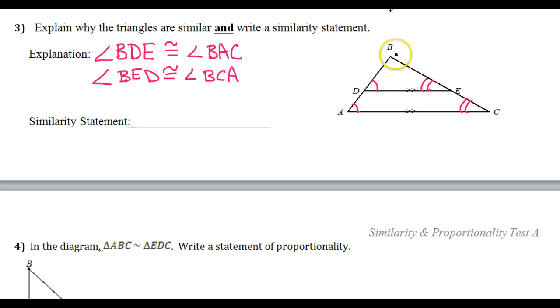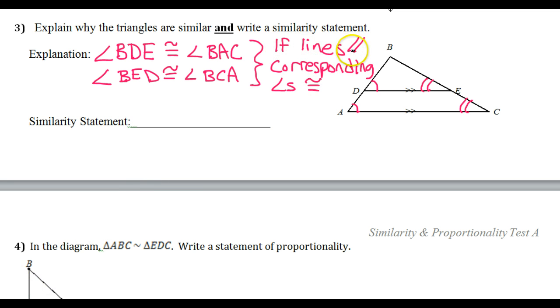Alright, so here I've said that angle BDE is congruent to angle BAC, so these two, and angle BED is congruent to angle BCA, so these two are congruent. And of course, like I said before, that's because if the lines are parallel, corresponding angles are congruent. So I'm going to go ahead and make this similarity statement, but I'm going to then say by the angle-angle similarity theorem. So that's still part of the explanation.